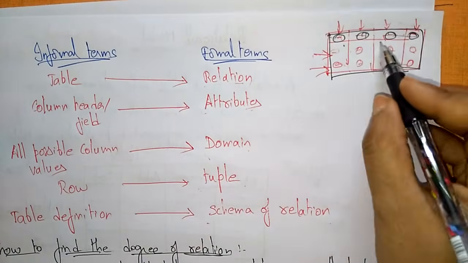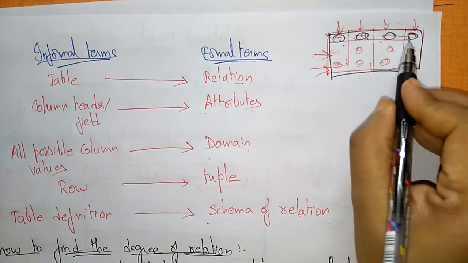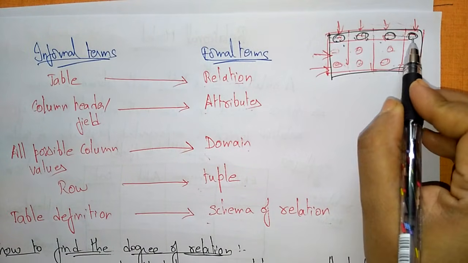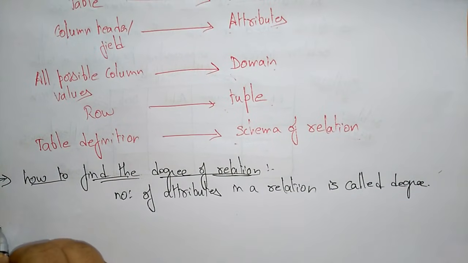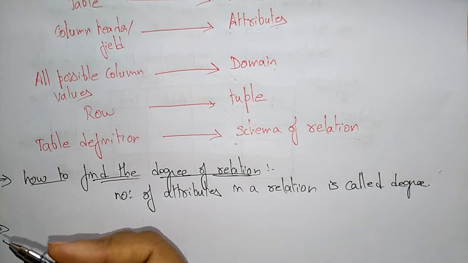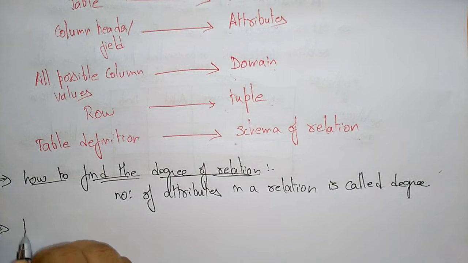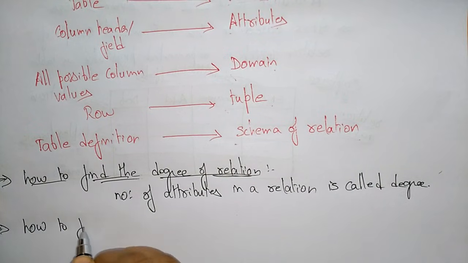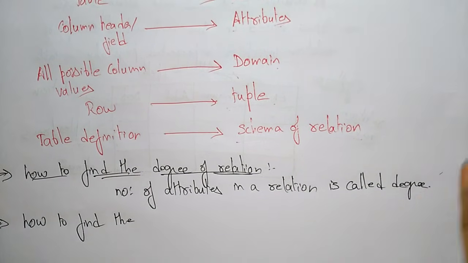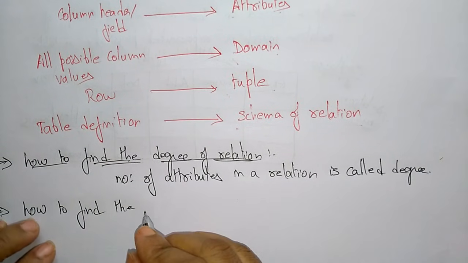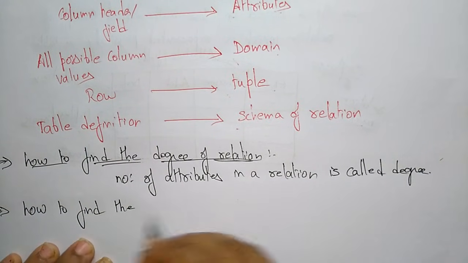Degree of relation. So here, what is the degree of this table? 4. Because 4 columns, 4 attributes are there. So that's why the degree of this table is 4. Next, how to find cardinality of relation. In this video, I am just giving the basic terms that are used in a table while you are discussing the relational model.